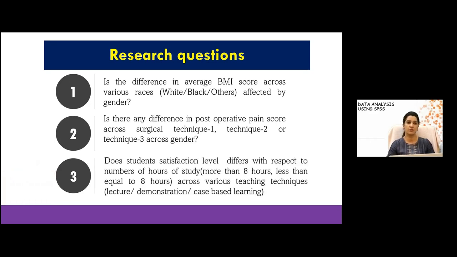The third question was that student satisfaction level differs with respect to the number of hours of study. It's a categorical variable. I have divided it into more than 8 hours and less than or equal to 8 hours across various teaching techniques. So I have added one more variable, that is lecture, demonstration, and case-based learning, to see the interaction of various teaching techniques on the student satisfaction level. And the primary, the main independent variable, was the number of hours of study.